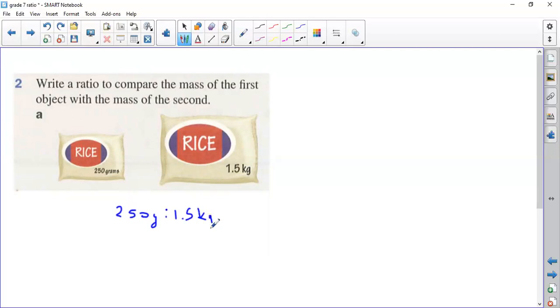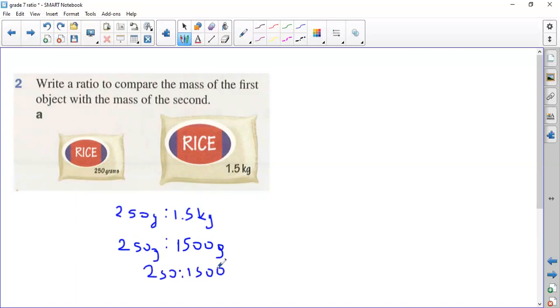As you see, the units are different, so we have to convert into the same unit. It means I'll make kilogram to gram. So to make kilogram gram, you have to multiply with 1000. So this one will be 1500 gram. Okay, now the units are the same, so we can compare these ratios. We can simplify them. It will be 250 to 1500.